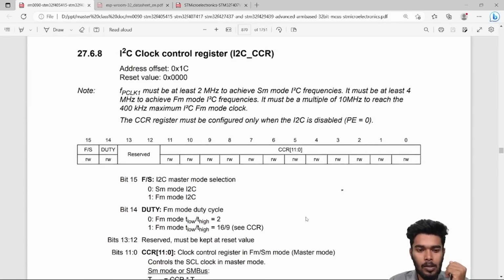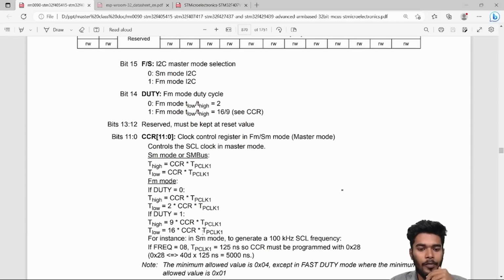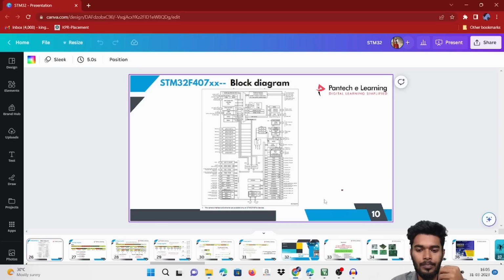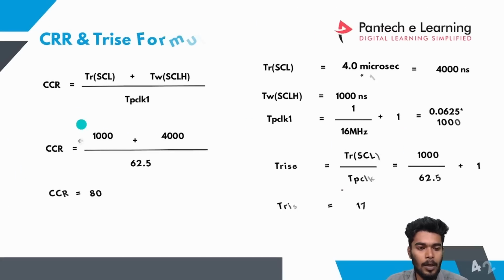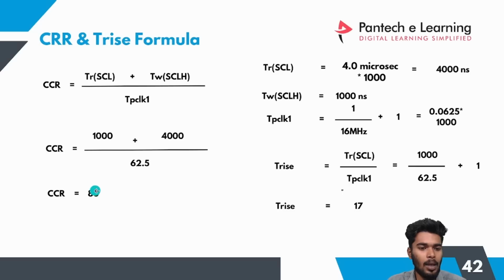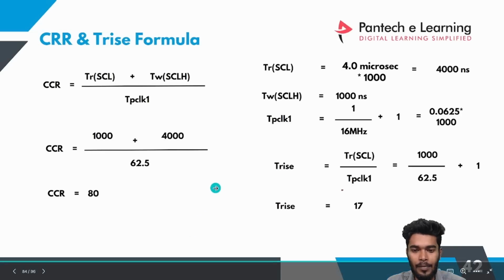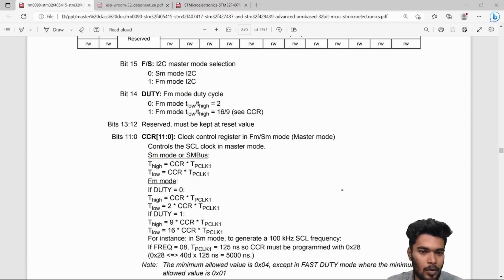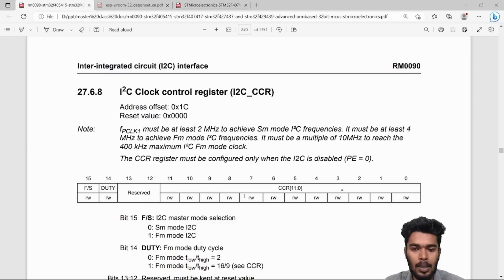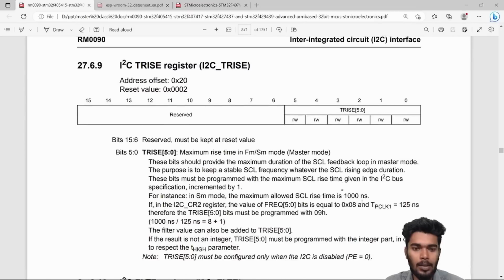So CCR. The dedicated bits for CCR are from 0 to 11. We have already found the value we are going to give, and we have seen the formula. What is the value we derived by using the formula? We derived the CCR as 80 and the TRISE as 17. We have to give the value in the registers. So we have to give 80, left shifting this 80 to the 0th bit, so the value will be considered in all the bits. So we have seen this CCR value setting.